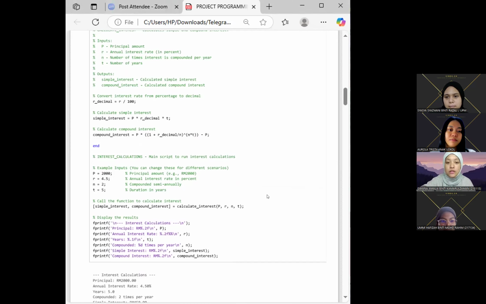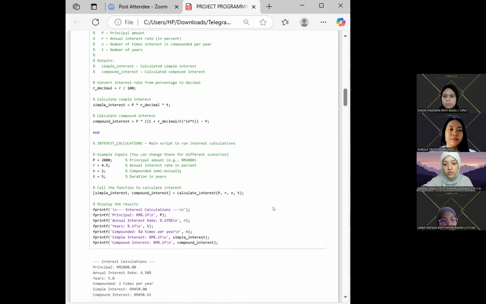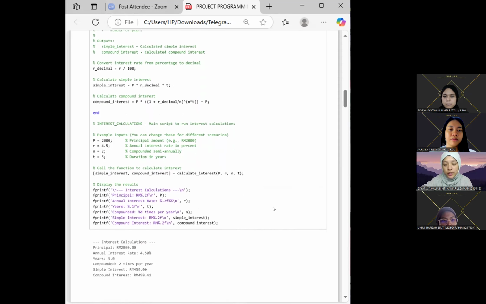Okay, now let's look at the second part, which is the main program. So we define example values for P, R, N, and also T. In this case, 2,000 is for the principal, 4.5% is the annual interest, compounded twice a year, and for 5 years. And then we call the function: simple_interest, compound_interest equals calculate_interest(P, R, N, T).